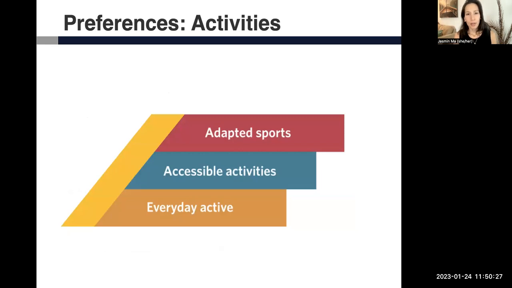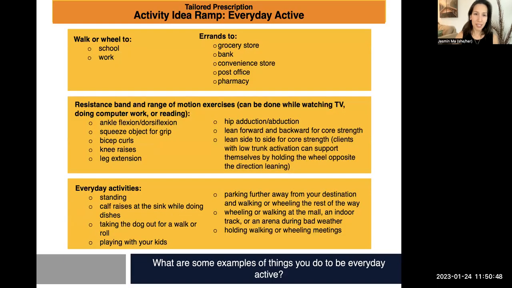So another way to think about preferences is we have this activity ramp, and I like to think of it as moving from everyday active to accessible activities through to adapted sports. So more unstructured, free form activities to more structured forms of activity that also incorporate some level of competition. So to give some examples of that, for everyday activity, those are the things that can be small changes in our day-to-day lives and just what we do on the regular.